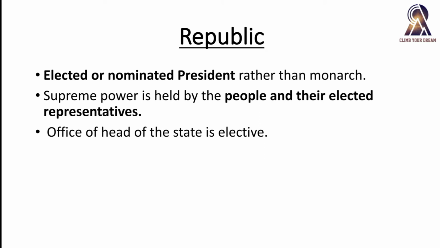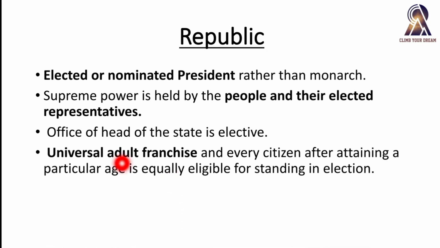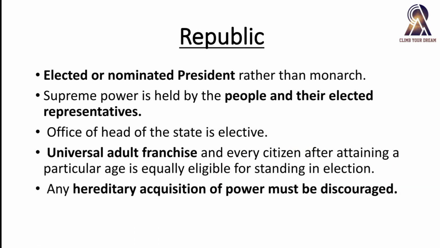And this value is assured in the universal adult franchise system in India, which allows every adult over 18 years of age to participate and vote in elections. And every citizen after attaining a particular age is equally able to stand in election. And we should note that any hereditary acquisition of power must be discouraged in a republic country.